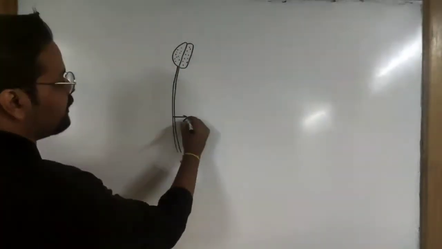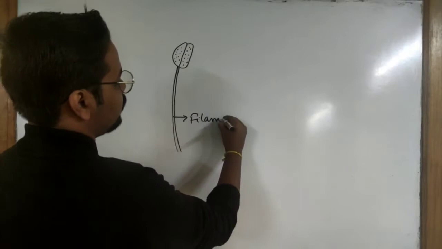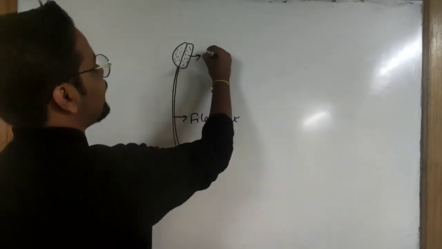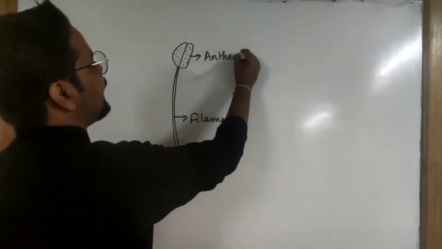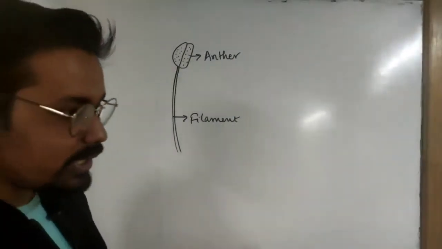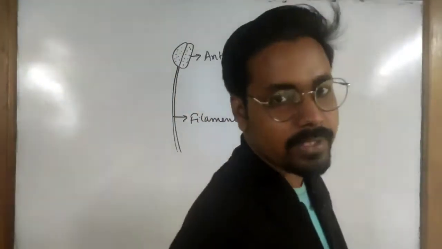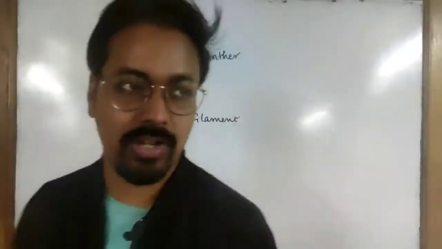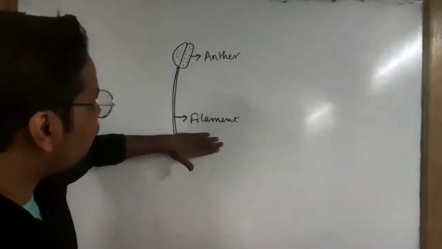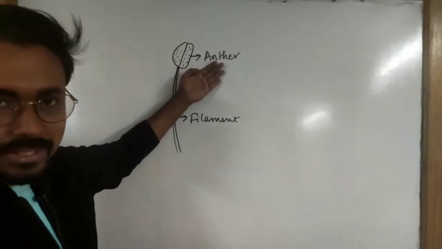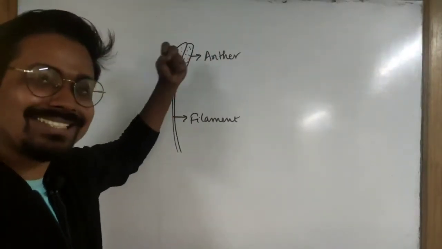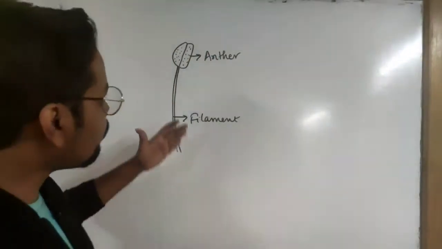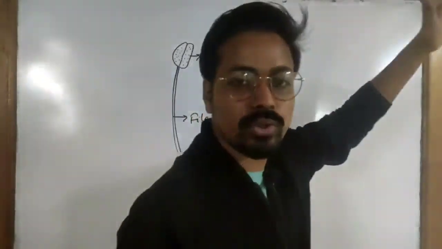So this is called the filament, and this structure is called the anther. The anther contains the pollen grains. The pollen grains will ultimately cause the reproduction or the fertilization or pollination in case of flowering plants. So this is the filament part, this is the anther part. The filament holds the anther, which carries all the pollen grains. Now these pollen grains will fall into the carpel.